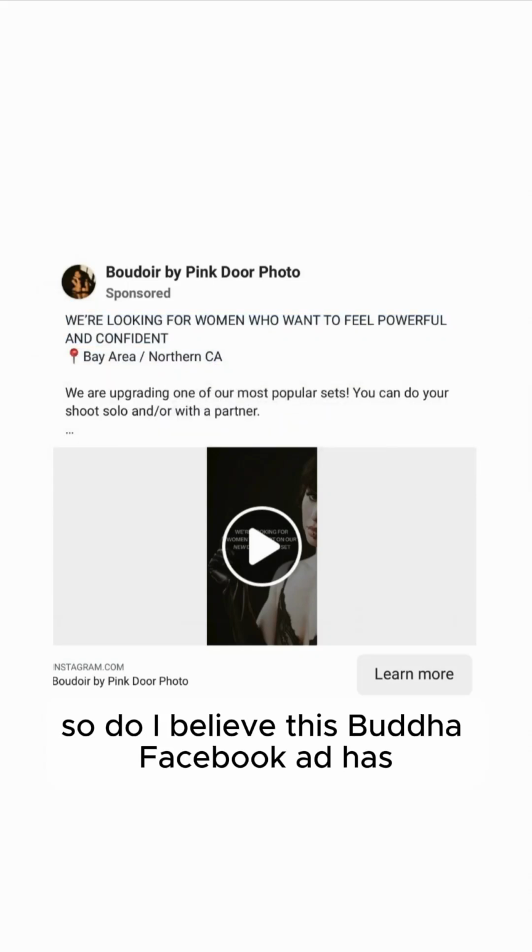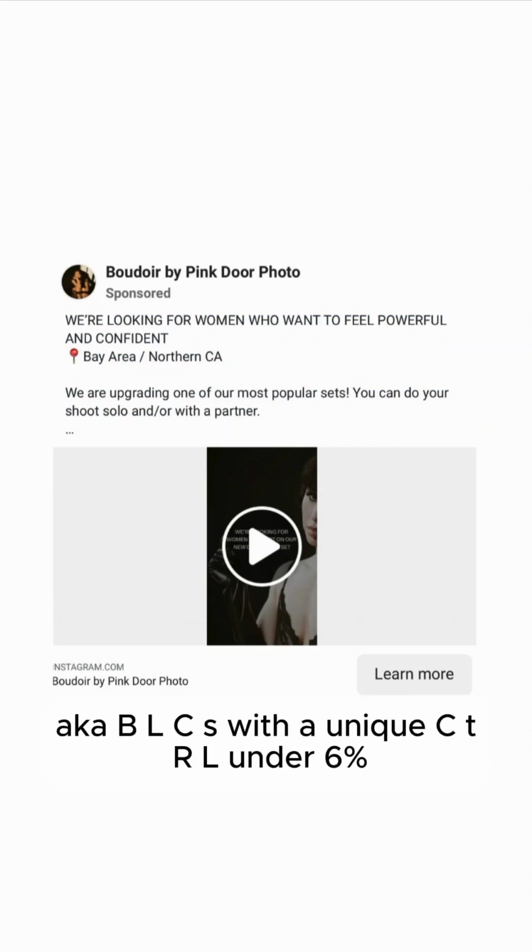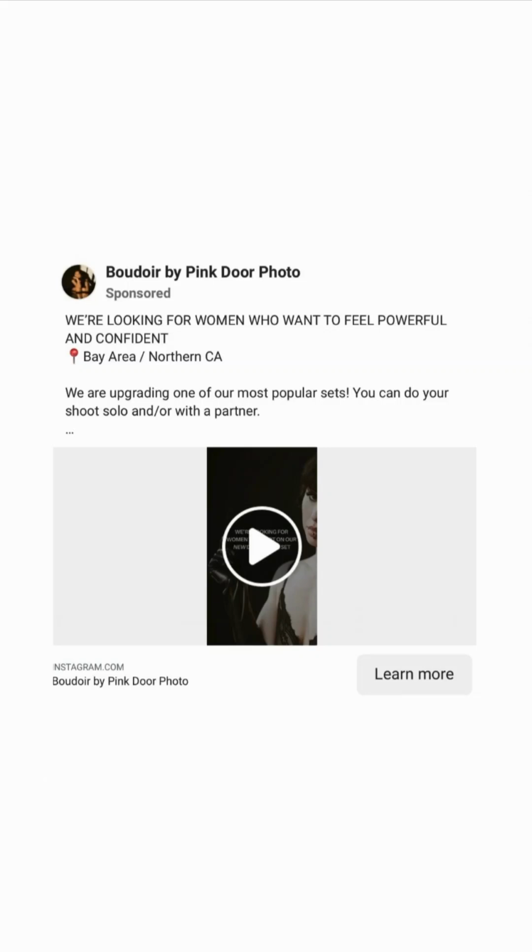So, do I believe this Boudoir Facebook ad has Boudoir low click syndrome, aka BLCS, with a unique CTR under 6%? Yes, I do.